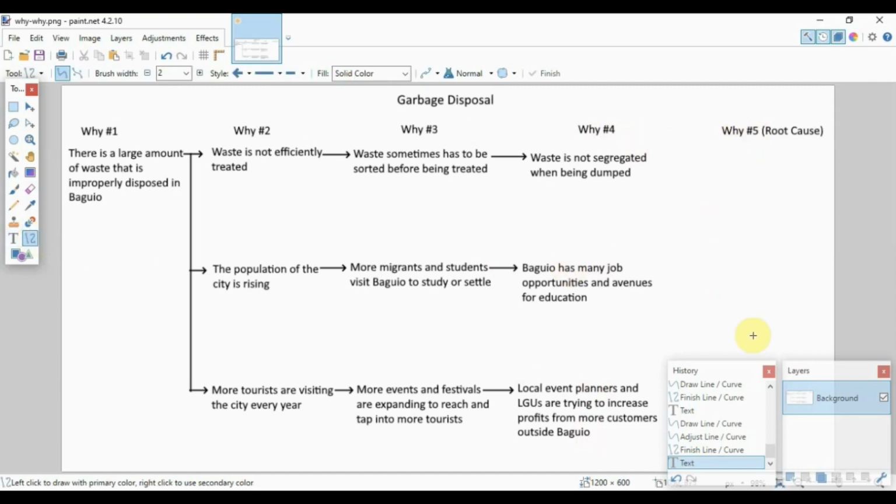Now we will go to the last set, which is the root causes, why number five. So by this point, you will now try to determine the root causes of why there's a large amount of improperly disposed waste in Baguio.